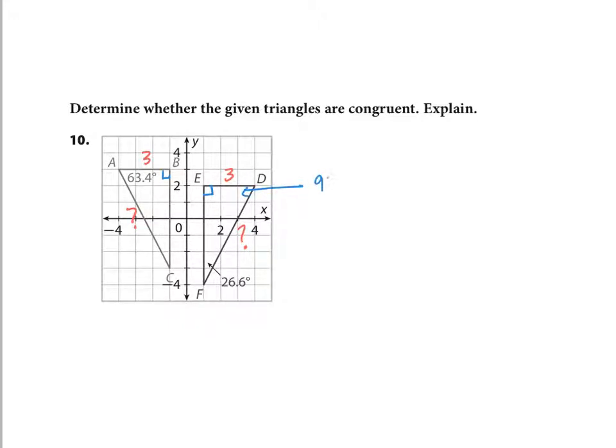If that's 90, then we know that 90 degrees plus 26.6 degrees plus whatever angle D is going to equal 180. Okay, you don't have to write this all down, but I'm just showing the logic here that the three angles in that triangle have to add up to 180. So use some subtraction to figure out that third angle. And then you're going to do the same thing here, right? And hopefully these here will match up with these here.